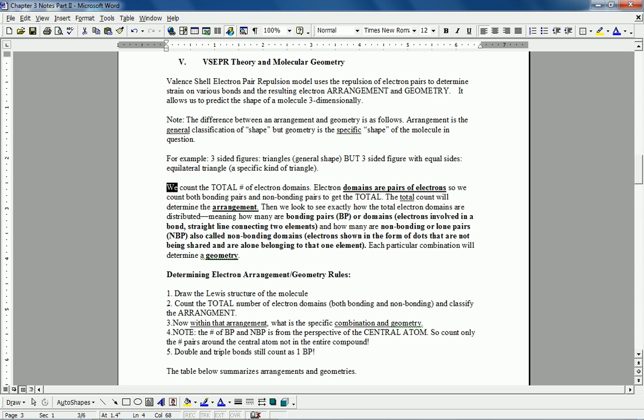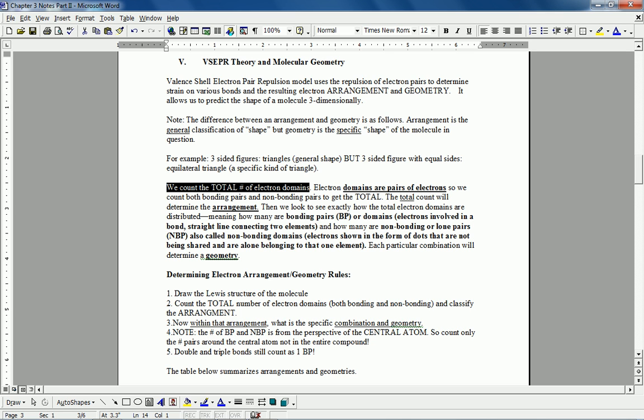Once we do that, we're going to look at the number of electron domains. And when we discuss VSEPR theory, we call electron pairs electron domains. So a domain is basically an electron pair. And we count all of them for the central atom. Again, this is just for the central atom. The geometry is always from the perspective of the central atom. And what we're going to do is count the total number of electron pairs or domains on the central atom only. And that means whether they're bonding domains or pairs or non-bonding pairs or domains, we're going to count everything.